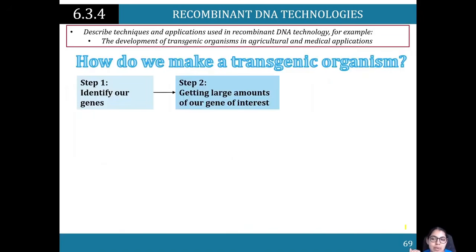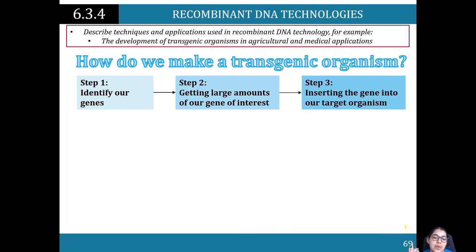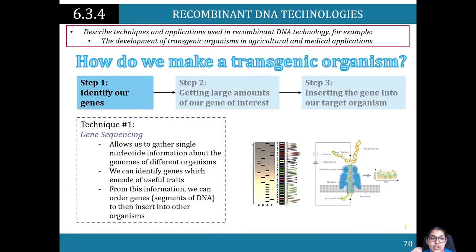The first thing we do is we identify our genes, then we get large amounts of a gene of interest, and then we insert the gene into a target organism. The first technique to identify our genes is gene sequencing. We looked at DNA sequencing in module 5, so I'll just skip through this, but it allows us to gather single nucleotide information. We can identify genes with useful traits, and we can use that.